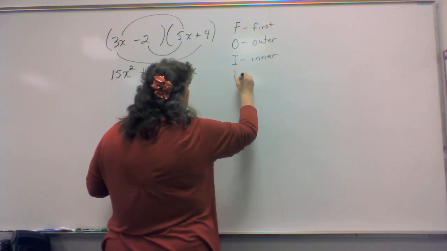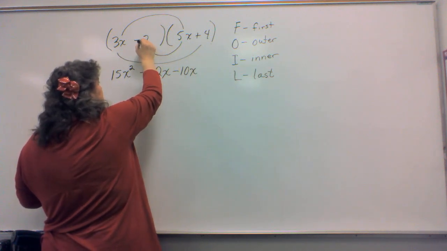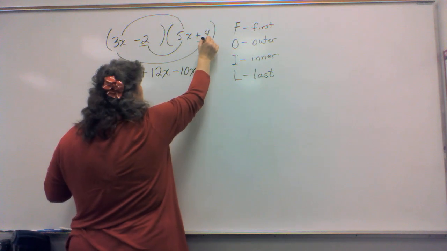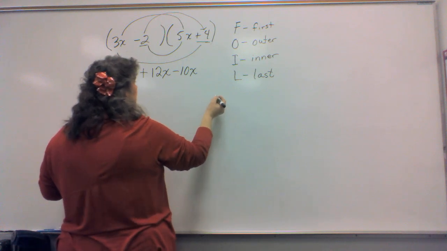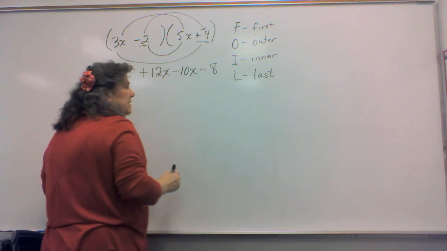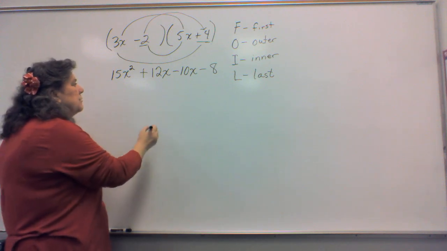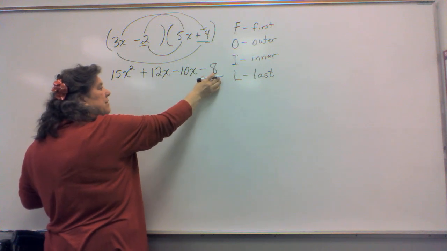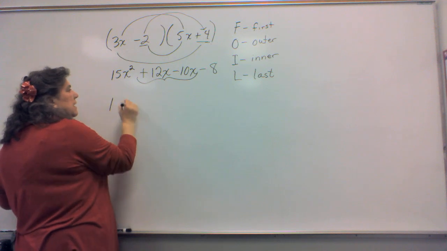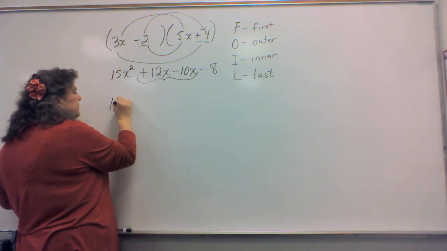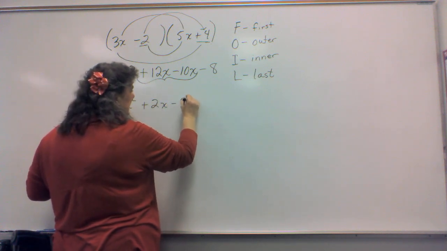And then the L is last. And what do we mean by last? It means the last one here and the last one here. So we have a negative 2 times 4. And negative 2 times 4 is minus 8. And after you do that multiplication, you have to combine your like terms. This one doesn't have a like term, and neither does the minus 8, but plus 12x minus 10x gives you a plus 2x. So we have 15x squared plus 2x minus 8.